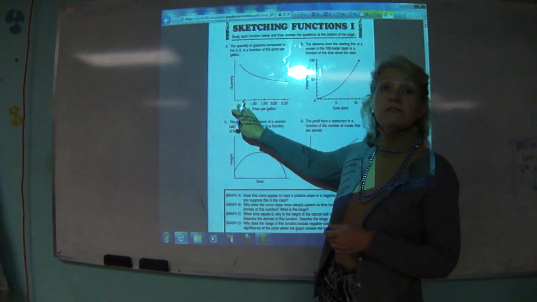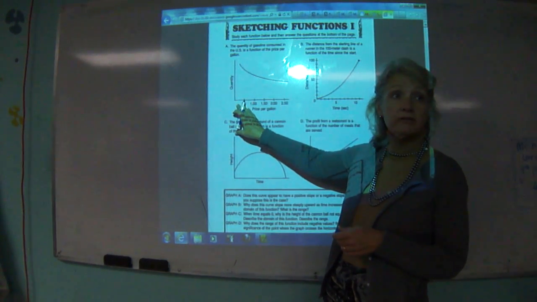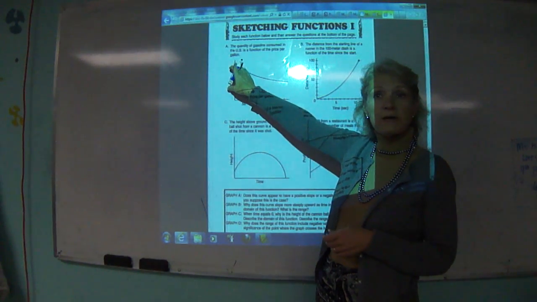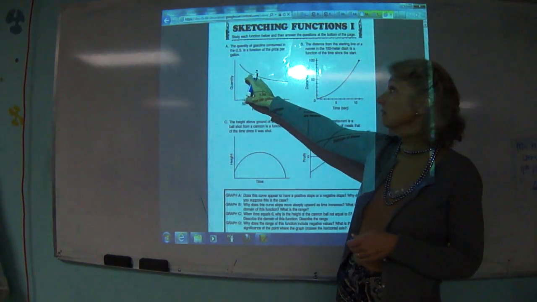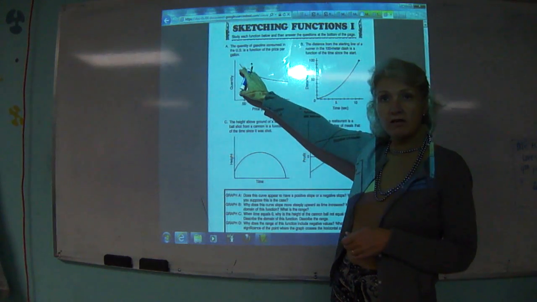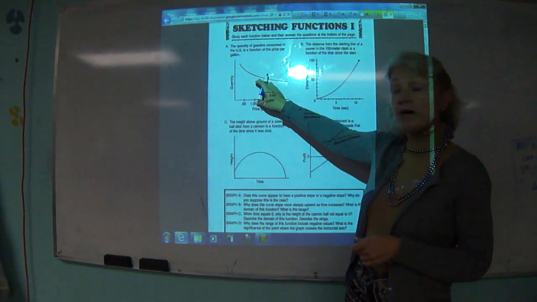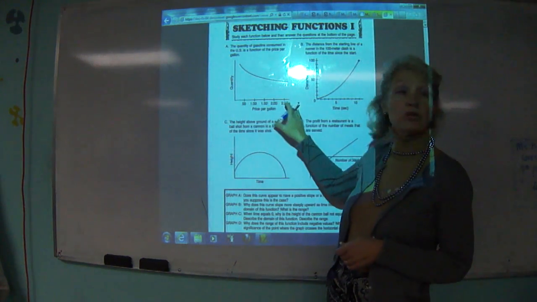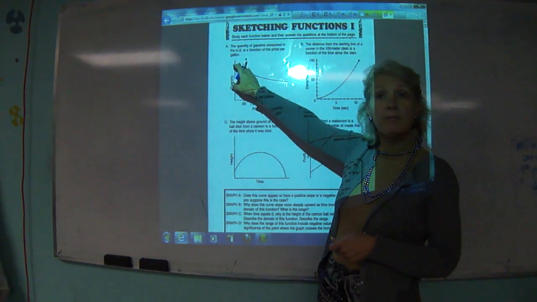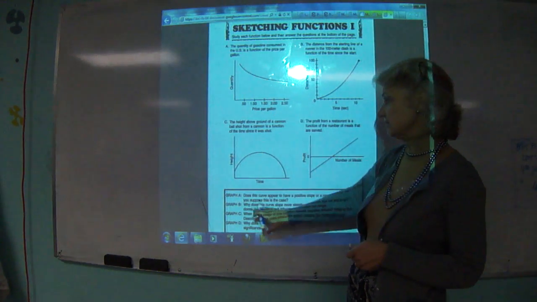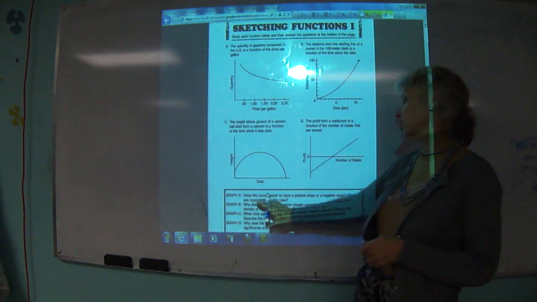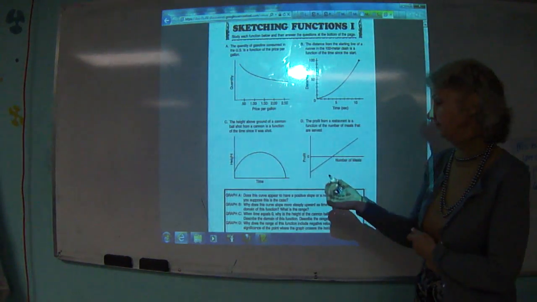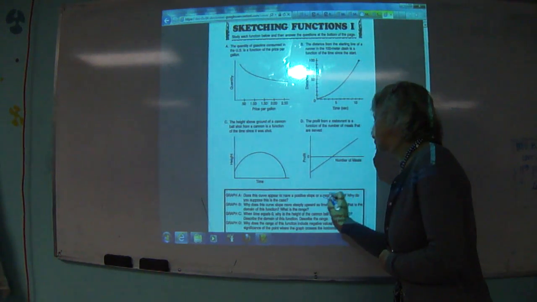So if gasoline was 50 cents a gallon, would we buy a little or a lot? A lot. So as the gas gets more expensive, what happens? It gets lower. What gets lower? People buying gas, okay? So as the price per gallon increases, the quantity that we buy decreases. So here's the question. Does this curve appear to have a positive slope or a negative slope? Negative. Negative slope, so circle it.